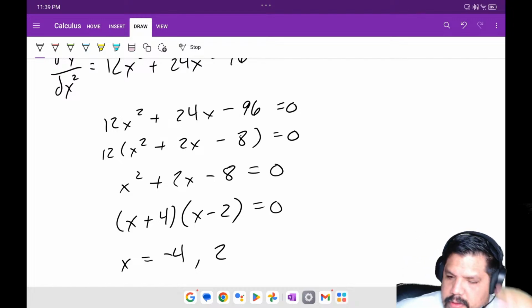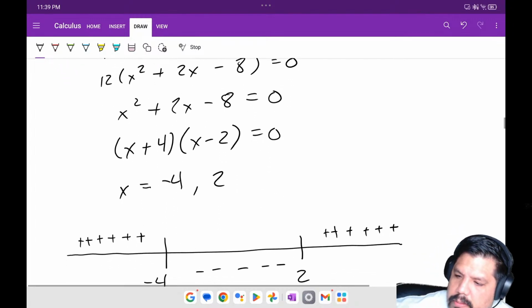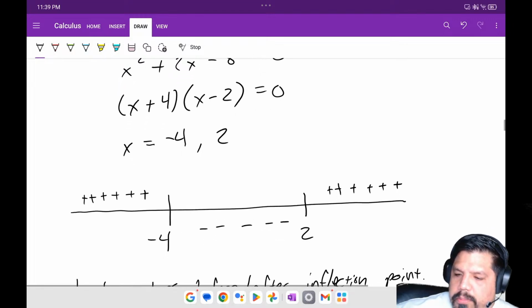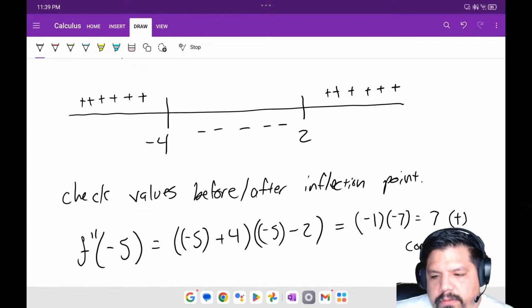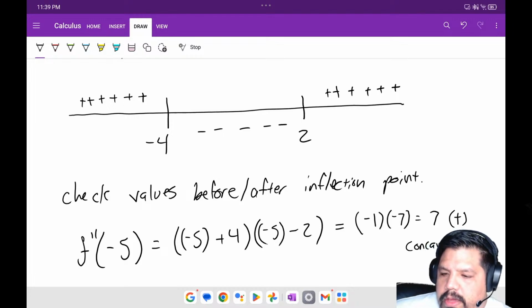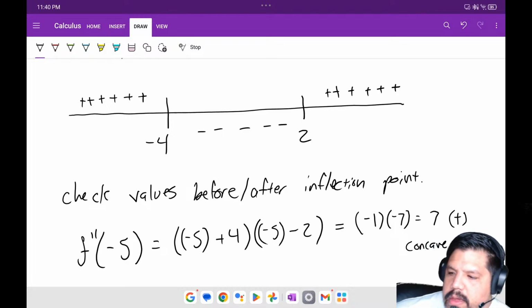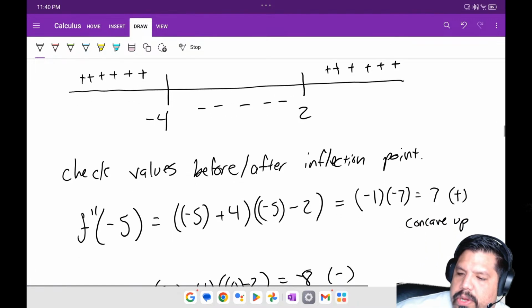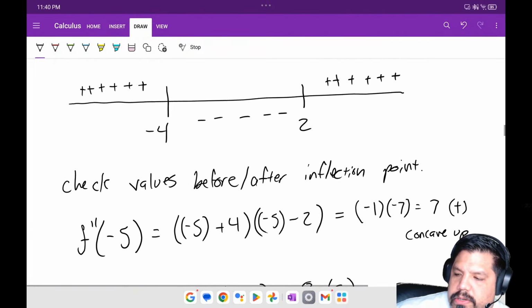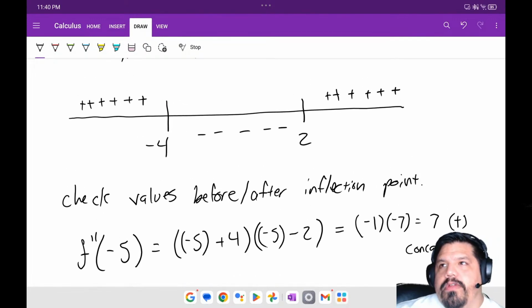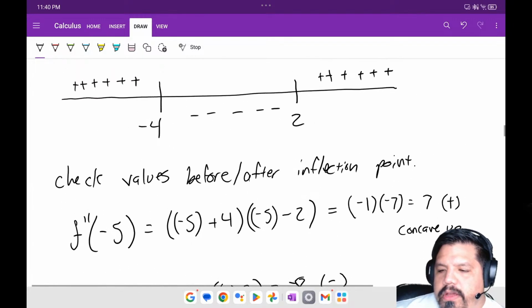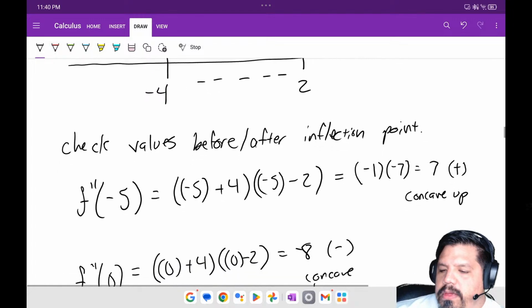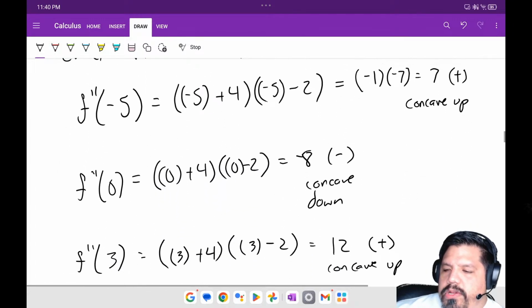So once you do this, you set up the number line, and then you just plug in numbers, right? Before and after the inflection point. So in this case, -5. You just plug it into the second derivative and see if it's either a positive number or a negative number. That's all you really care about. And do the same thing for the second interval, where I chose 0. And for the third interval, I chose 3.